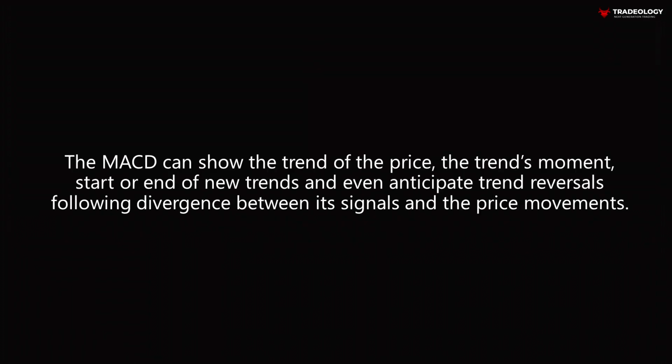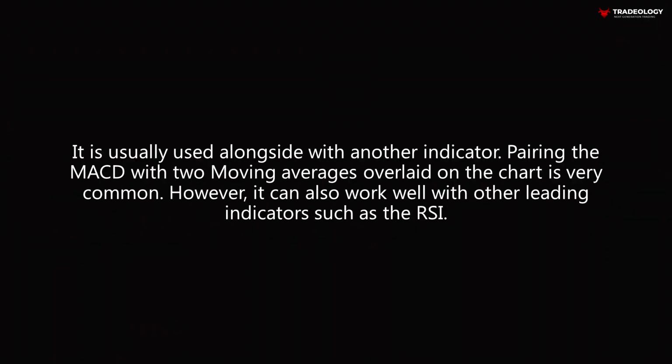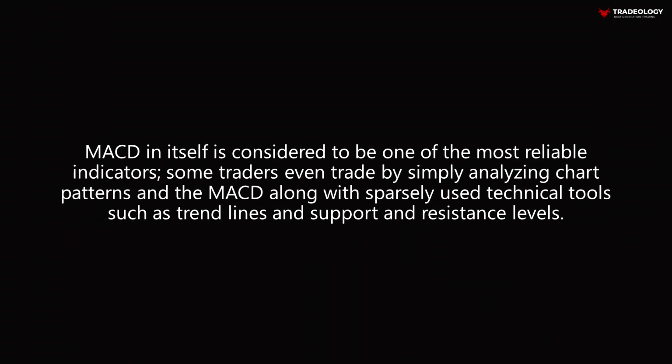The MACD can show the trend of the price, the trend's movement, start or end of new trends, and even anticipate trend reversals following divergence between its signals and the price movements. It usually is used alongside another indicator. Pairing the MACD with two moving averages overlaid on the chart is very common. However, it can also work well with other leading indicators such as the RSI. The MACD in itself is considered to be one of the most reliable indicators. Some traders even trade by simply analyzing chart patterns and the MACD along with sparsely used technical tools such as trend lines and support and resistance levels.